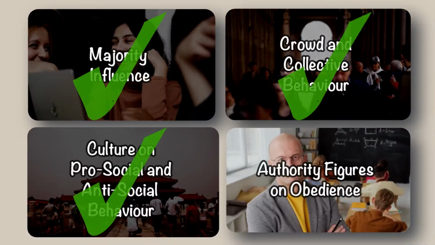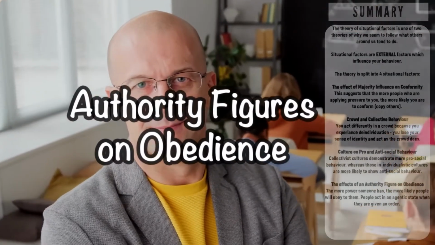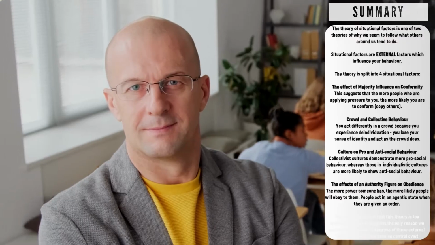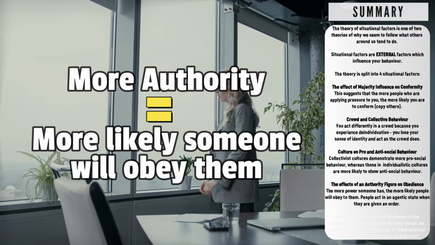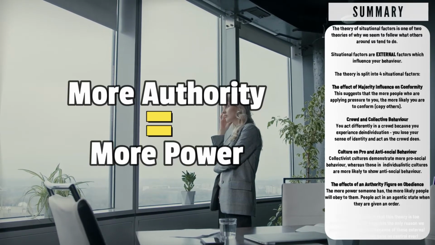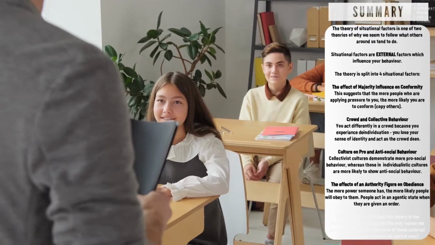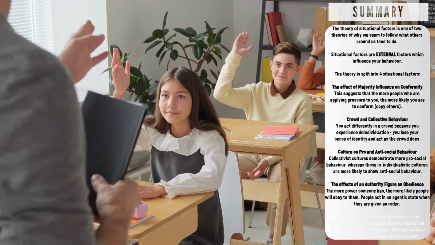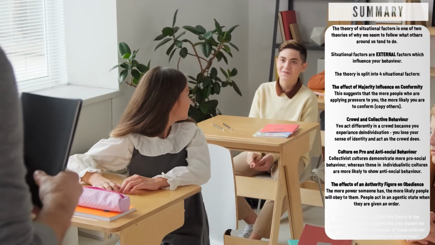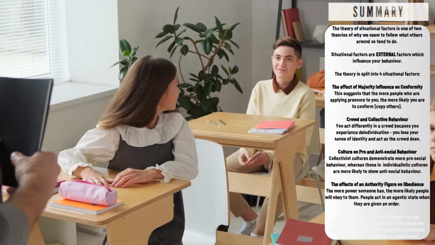And finally, we come on to the effect of authority figures on obedience. And the most important thing you need to learn here is pretty straightforward. It's just the idea that the more authority someone has, the more likely people will obey them. Now, by authority, I mean power. I mean the ability to be able to punish someone. So, for example, although you're probably going to listen to your teacher, if a head teacher tells you to do something, you're probably going to listen even more because you know a head teacher has more power. There's more consequences to not listening to them.